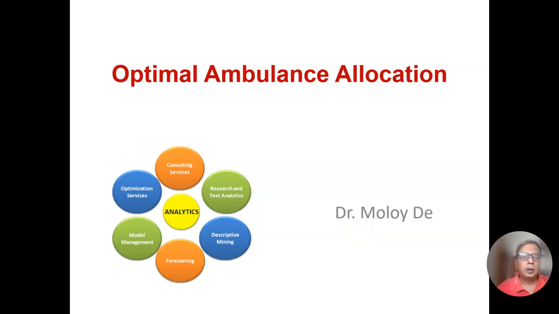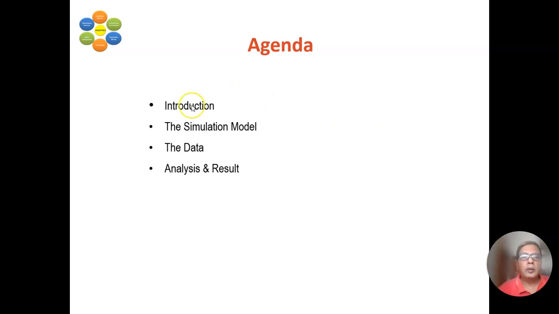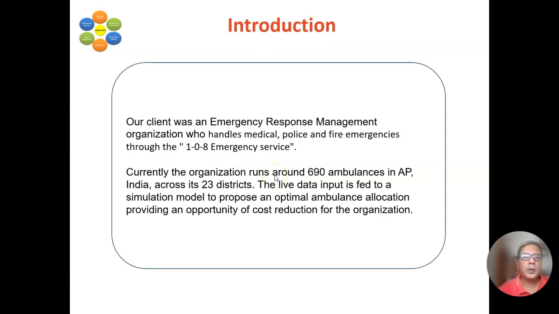Hello friends, today I shall talk about the project Optimal Ambulance Allocation. This is an early data science project I did in 2013 with Hyderabad EMRI. So I will give a brief introduction of the project, then I will talk about the simulation model, then I will talk about the data, and then finally I will present the analysis and the result.